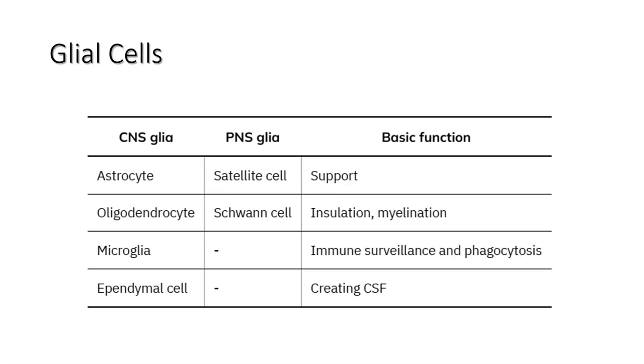Astrocytes and satellite cells are believed to provide structural support to the neurons. The myelin sheath is formed by oligodendrocytes in the central nervous system and by Schwann cells in the peripheral nervous system. Microglia function in immune mechanisms and are believed to be phagocytic cells in the central nervous system. The ependymal cells form cerebrospinal fluid.